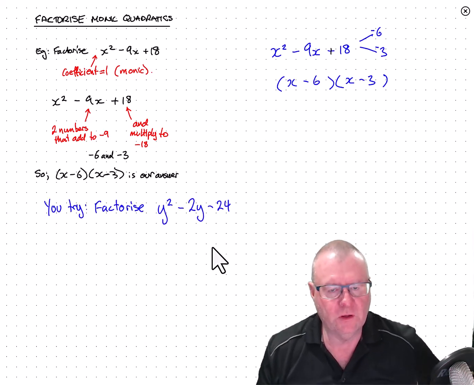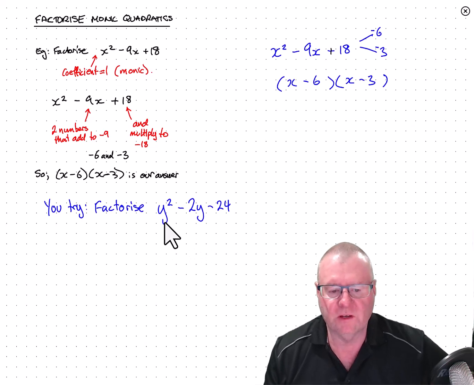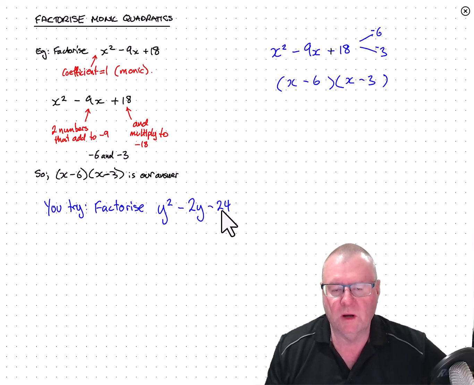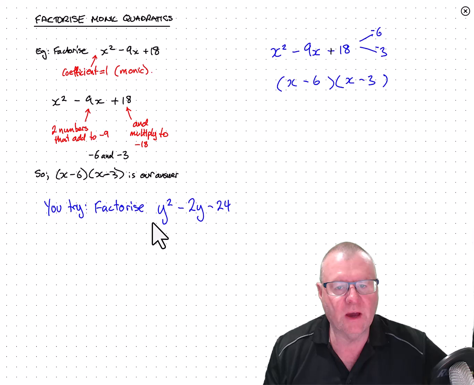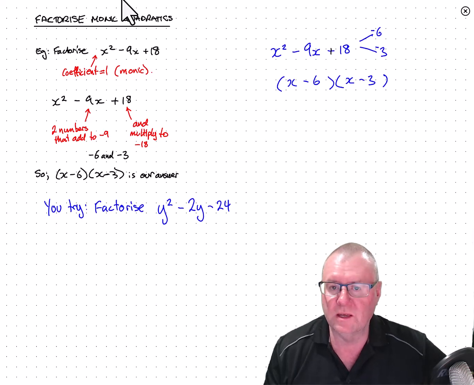Alright, there's one for you guys to have a go at. Try and factorize for me y squared minus 2y minus 24. It's a monic quadratic because there's no coefficient in front of the y squared. I'm going to pause it for a moment, have a go at it. We'll come back and talk about my solution in a second.